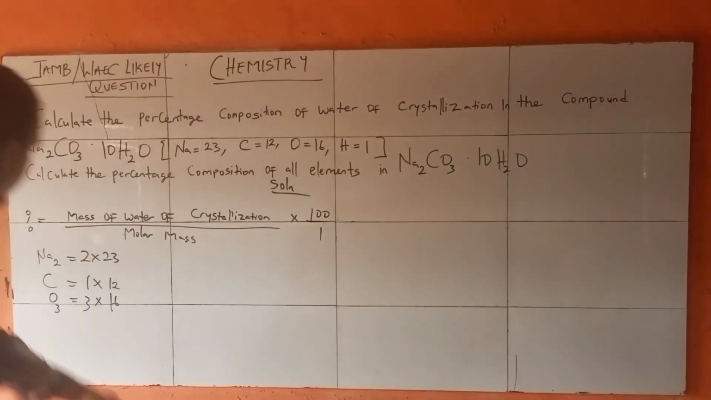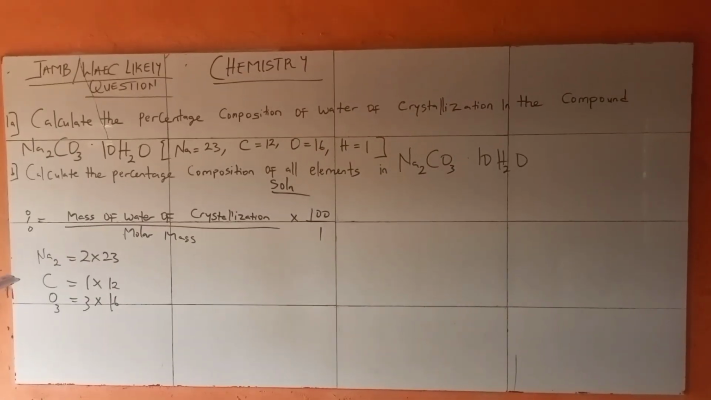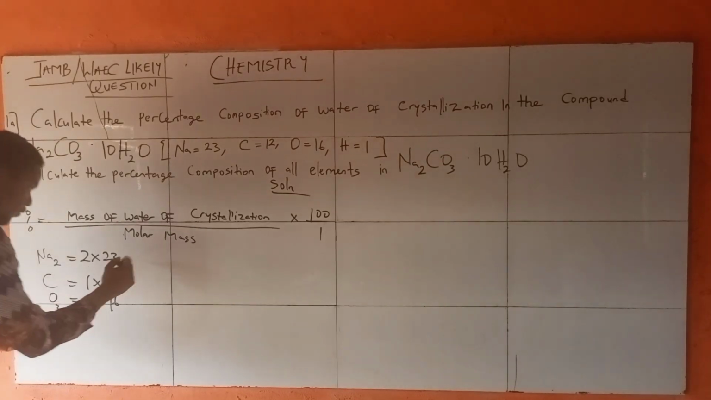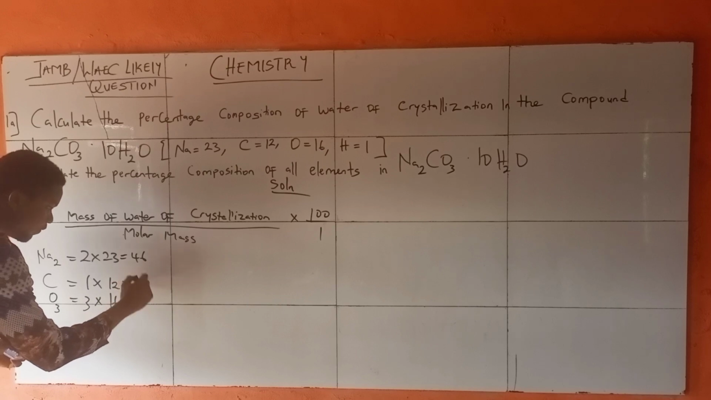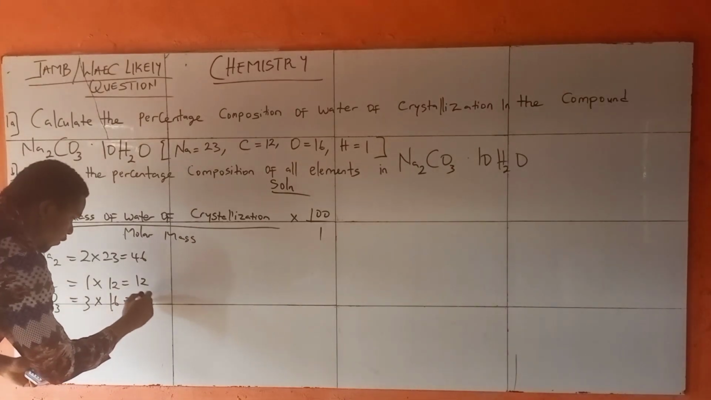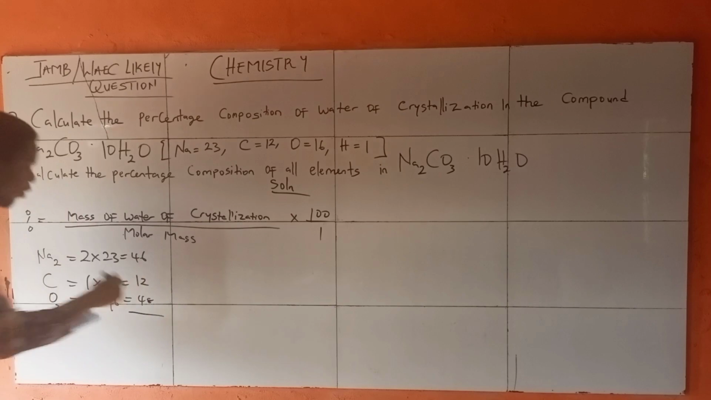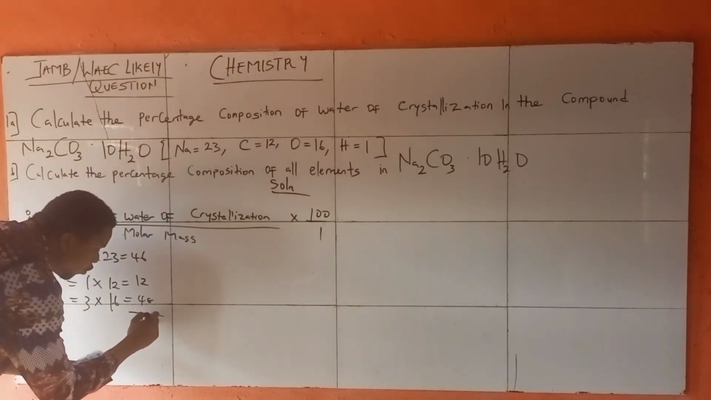Let's solve this out. 23 times 2 will give us 46. This will give us 12. 3 times 16 will give us 48. Let's sum these three together: 46 plus 12 plus 48. This will give us 106.